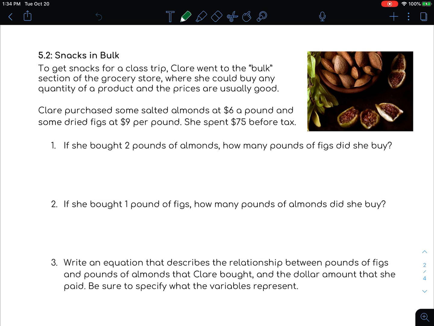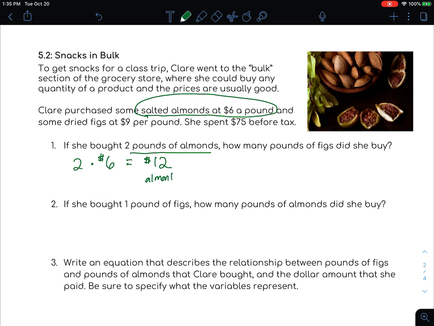Okay, so let's just think about this for a second. So we've got 2 pounds of almonds, and up here it says that salted almonds cost $6 per pound. All right, so 2 pounds at $6 per pound would give us a total of $12 that she would have used to purchase almonds. So how many pounds of figs did she buy?